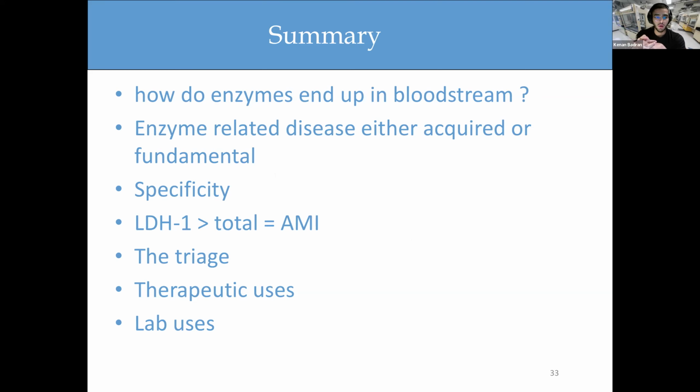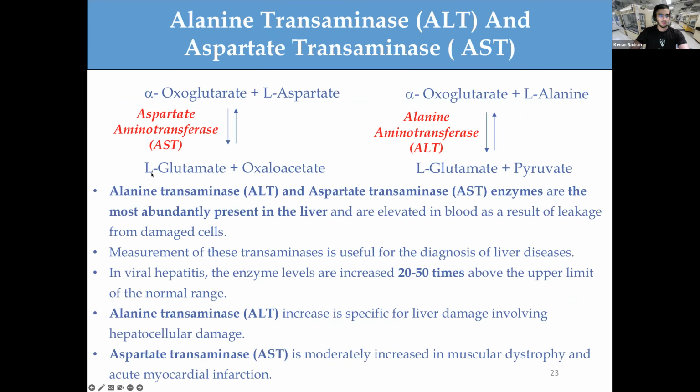Enzymes are related to diseases that are either acquired or fundamental. Acquired means it is a secondary result of a disease, such as cancer, where there's a large amount of new cells, so a large amount of dead cells. So you get a large amount of enzymes in the blood. Or fundamental, where due to bad genes, you get a problem that results in a certain disease. Specificity, I'll now go back to the table.